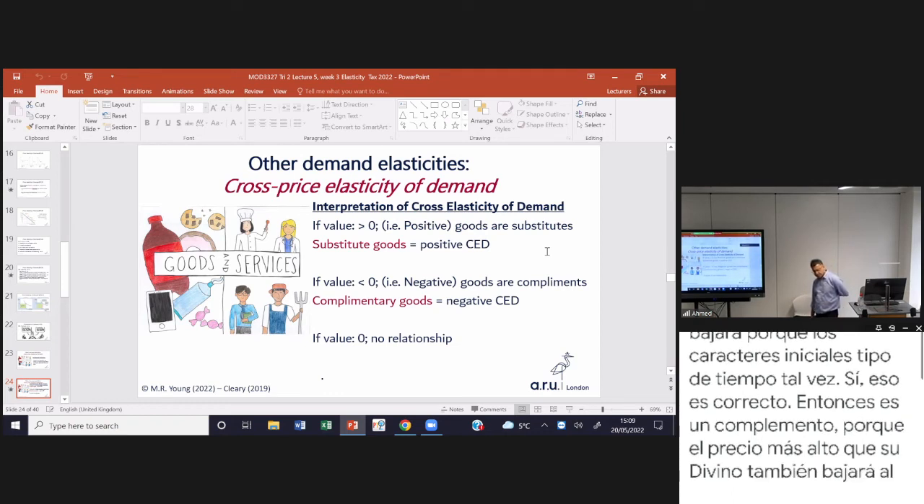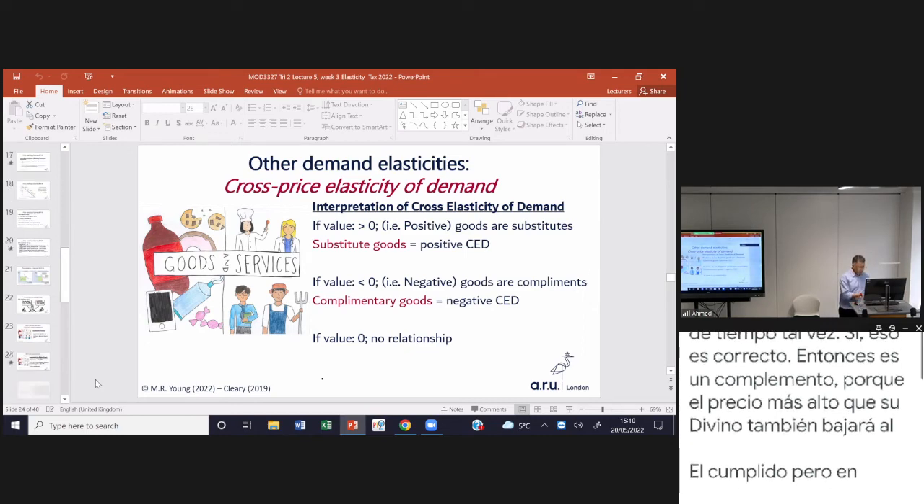What about if you don't provide the complement at all? Yeah, or you can abandon it completely. That's true, you can do that as well. But generally, in abandoning it, the quantity demanded will go down. Yes, that's what we mean. Okay, good, I think we're getting this somehow.